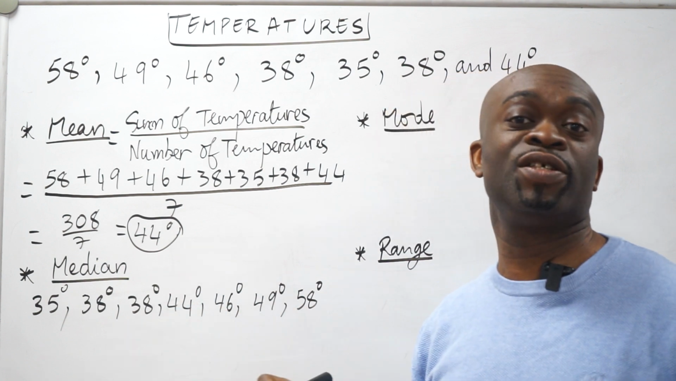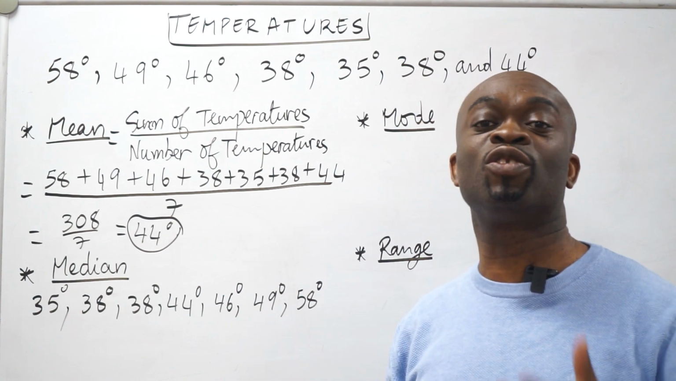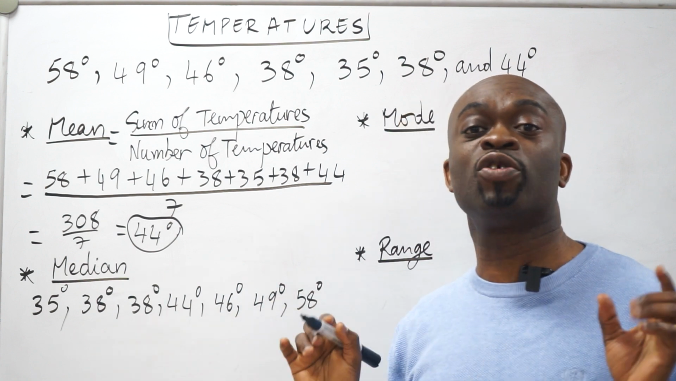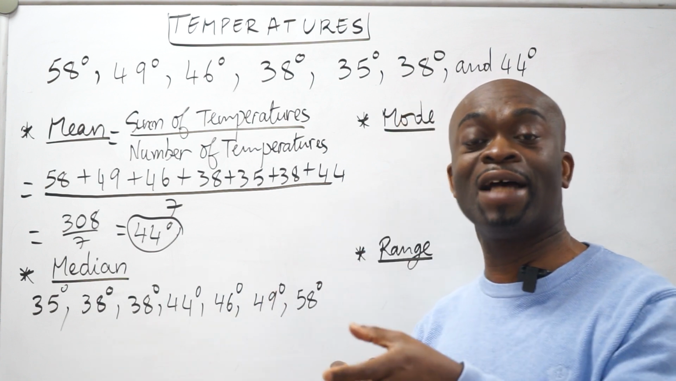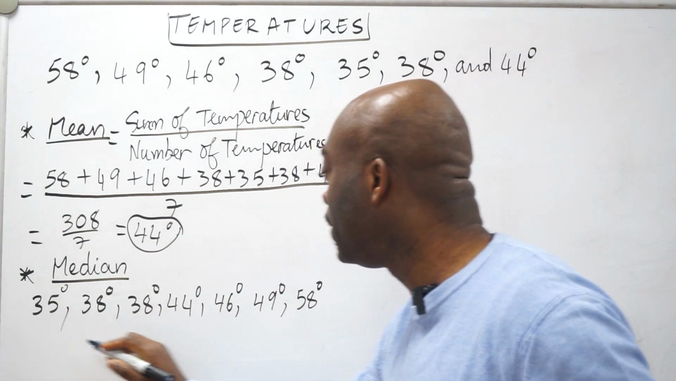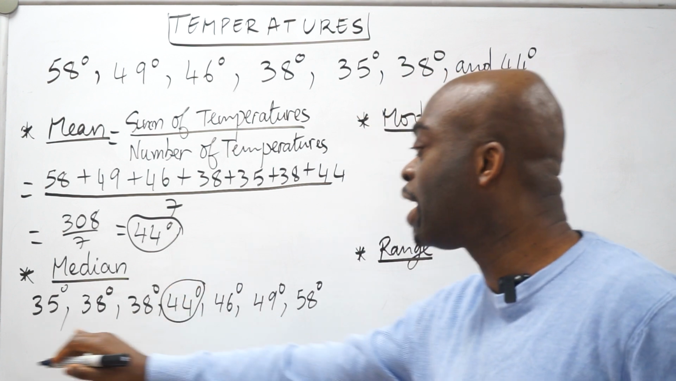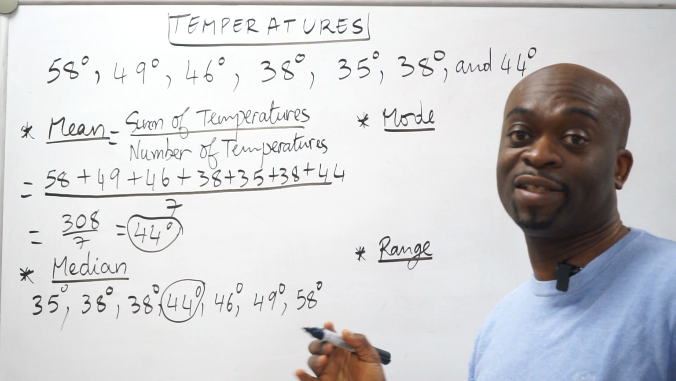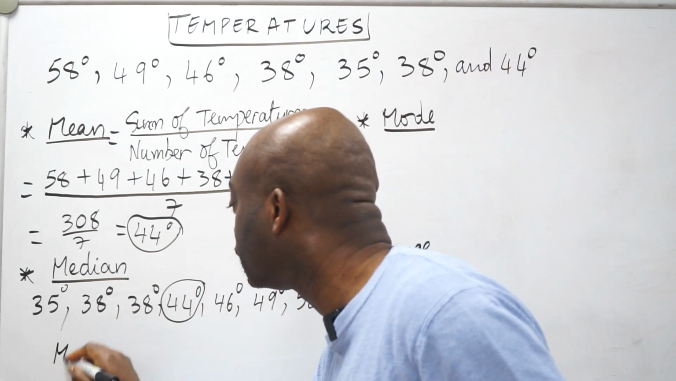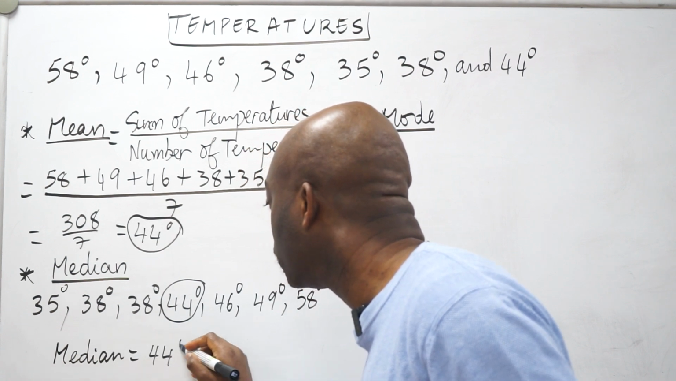Now, the great news here is that we're dealing with 7, which is an odd number. For an odd number, it's easy to pull out the median. But if you're dealing with an even count, you go in the middle, pick out the 2 numbers, add them together, and divide by 2. That's not the case here; that'll be for another problem. So we go in the middle here. The middle is 44, because you have 3 numbers on the left and 3 numbers on the right. So 44 is the median. The median equals 44 degrees.